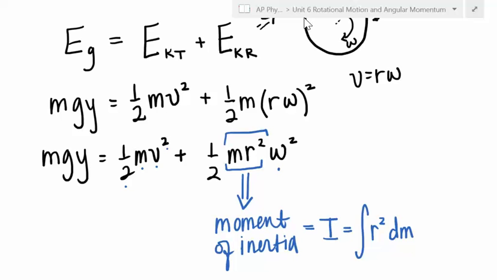So it turns out that it's not just the m, but it's where the m is that matters. So this is like our rotational analogy for mass, the moment of inertia. It's more than just what is the mass of the object, but where is the mass of the object located. And so every different shape has a different value.